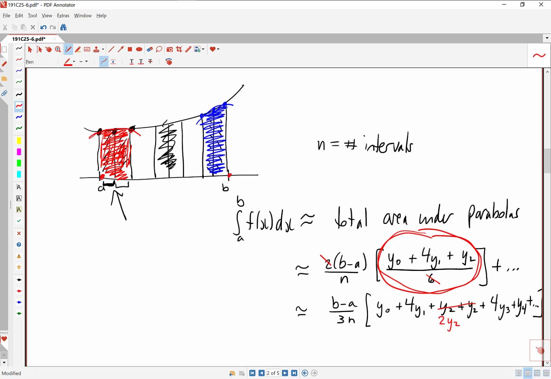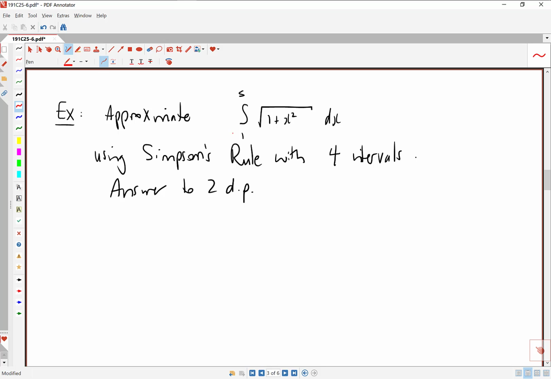So at this point, we've stated Simpson's rule, and we've talked a little bit about the geometry of where Simpson's rule comes from. I never like to just plop down a formula and say, here, we're going to plug into this. It's always nice to have a picture. So we have a sense here that we're using parabolas to estimate the area under that curve. So we are going to approximate the integral from 1 to 5 of the square root of 1 plus x squared using Simpson's rule with 4 intervals. We'll give our answer to 2 decimal places.